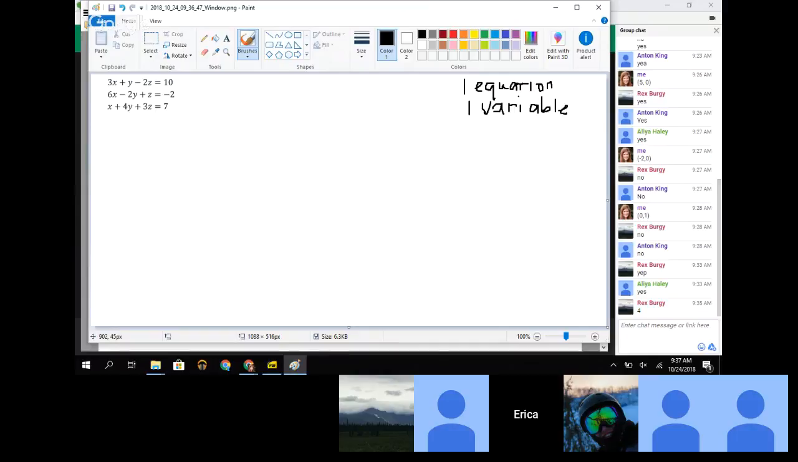So we have three equations with three variables, and we're going to use some of our algebraic knowledge to do this. What I'd like to propose for this particular one is that we use the all substitution method.